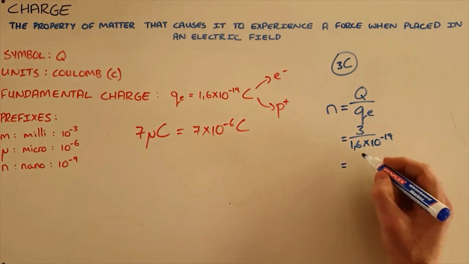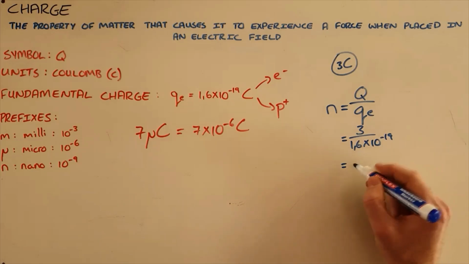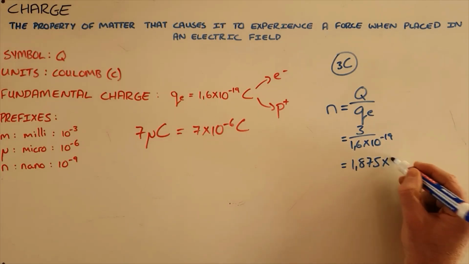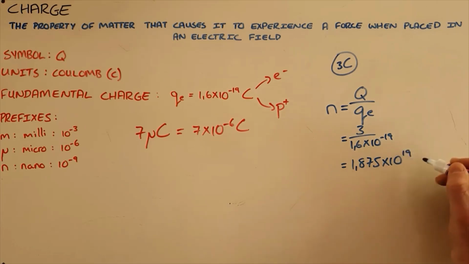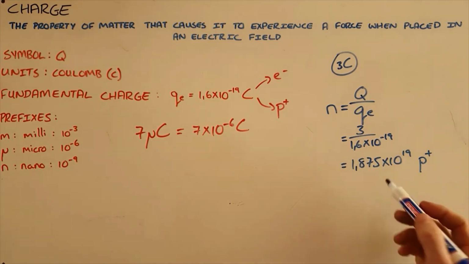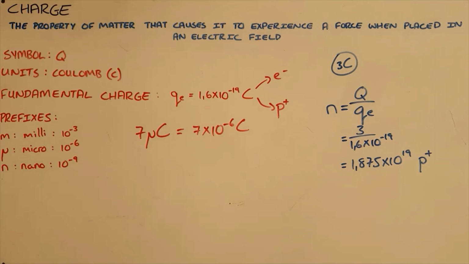And what that tells us is that in a 3 coulomb charge, there are 1.875 times 10 to the power of 19 fundamental charges, or in this case, because it's positively charged, protons present. As we can see, this is a very big number, so we are often going to use scientific notation when dealing with these charges.